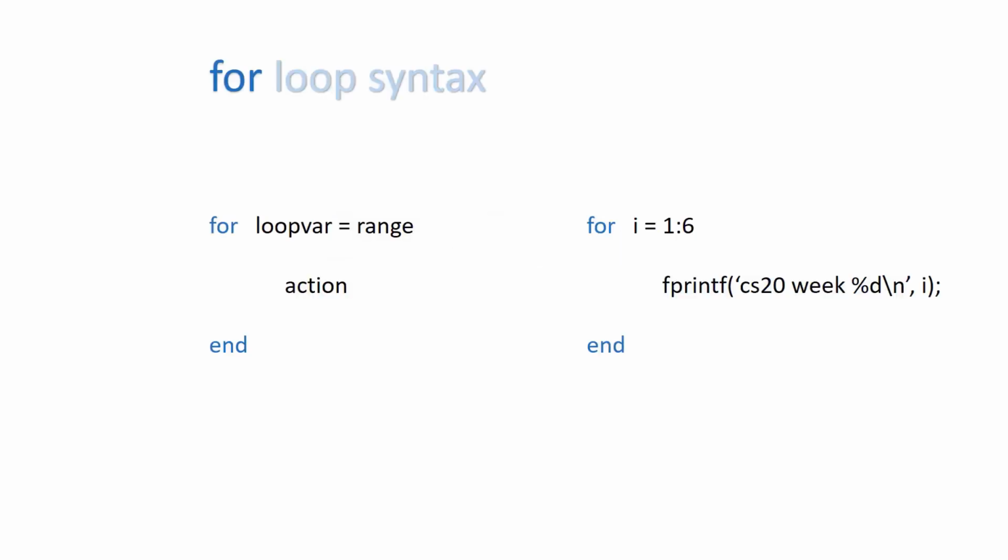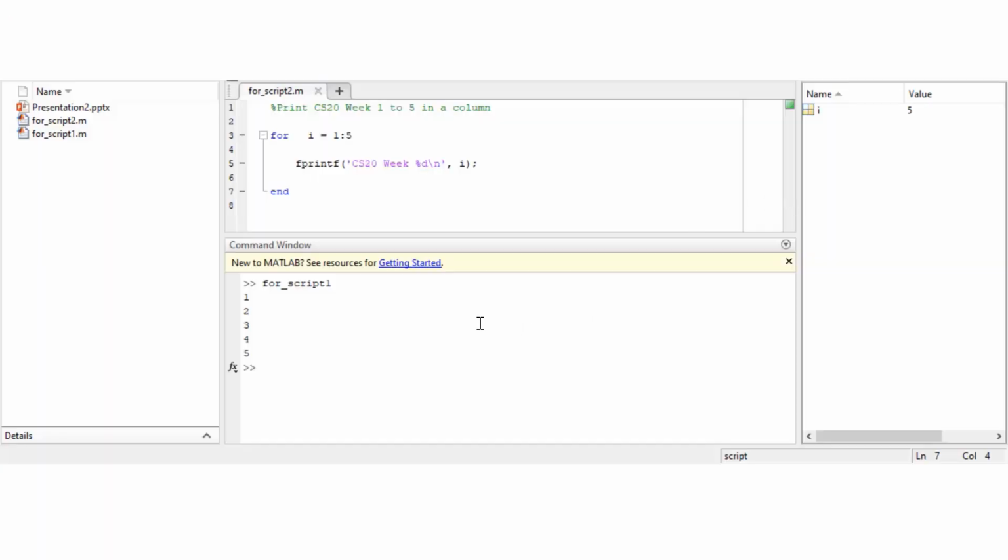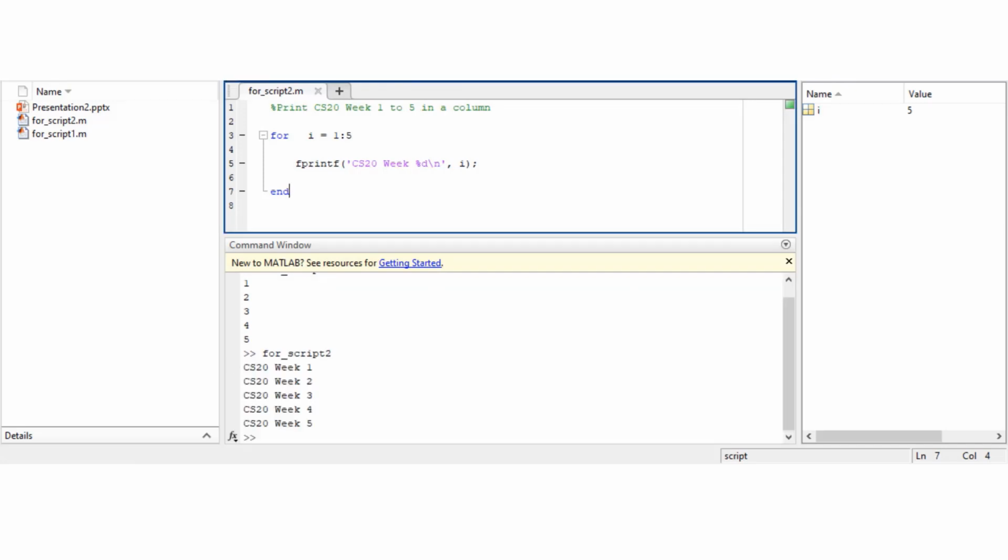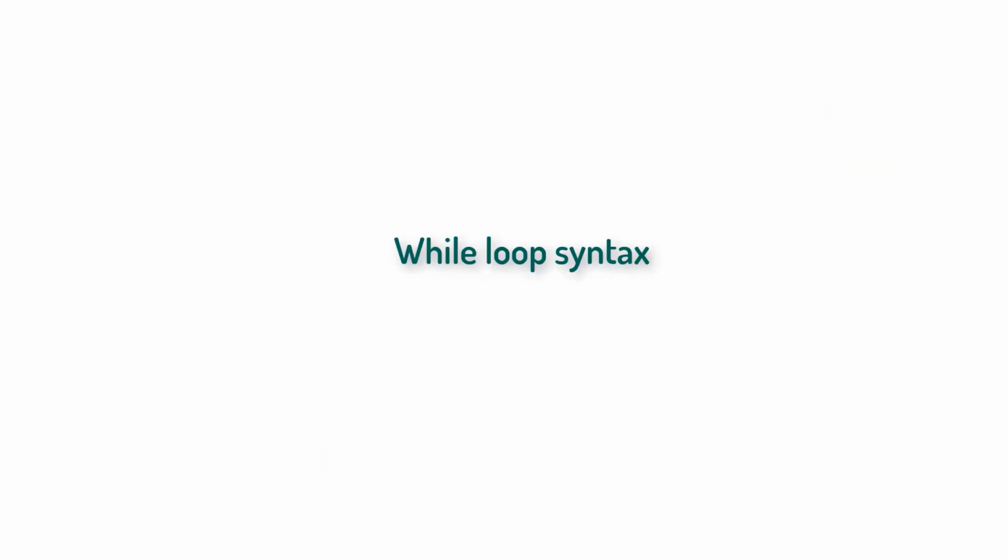Now let's look at an example which slightly modifies this code. Let's try to count the number of weeks in the CS20 course. We are currently in the 6th week, but this is the 5th major lecture. So I'm just using for i equals 1:5, and then it prints CS20 week 1, week 2, week 3, week 4, and week 5.